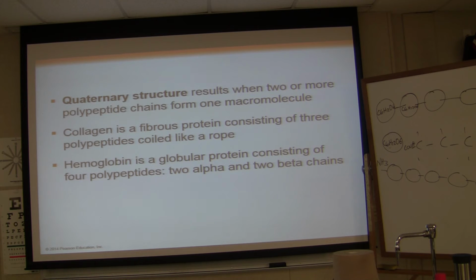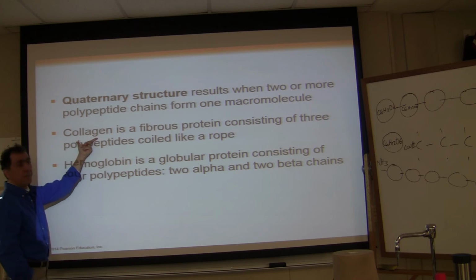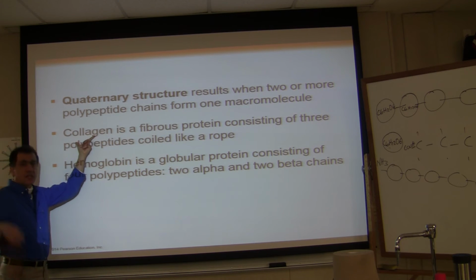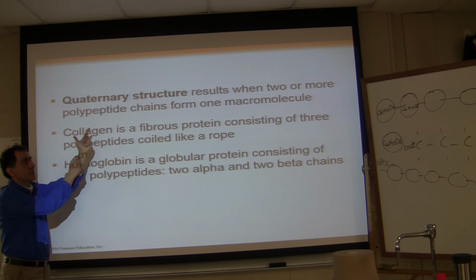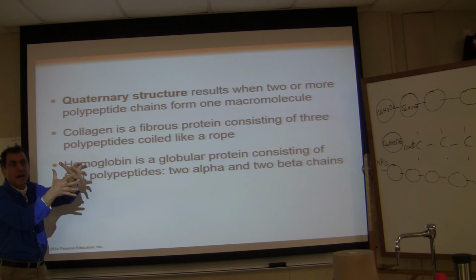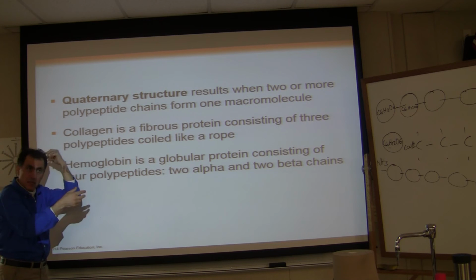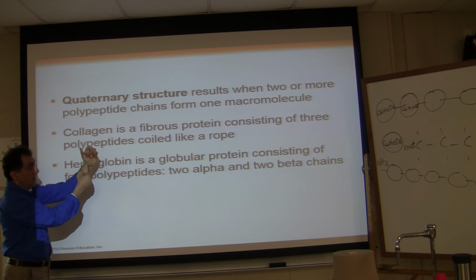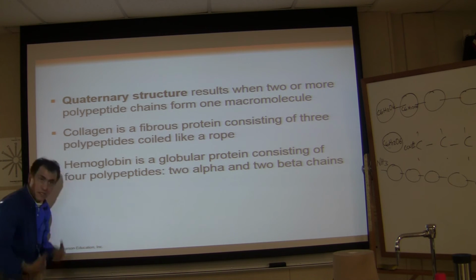Quaternary structure results when two or more polypeptide chains form one macromolecule. Collagen, you have it under your skin and in your joints. It's a very common protein molecule in your body. That's the name of a protein molecule, collagen. The name of the protein molecule on the surface of your skin is called keratin. So protein molecules have names: keratin, and collagen under your skin, in your joints.